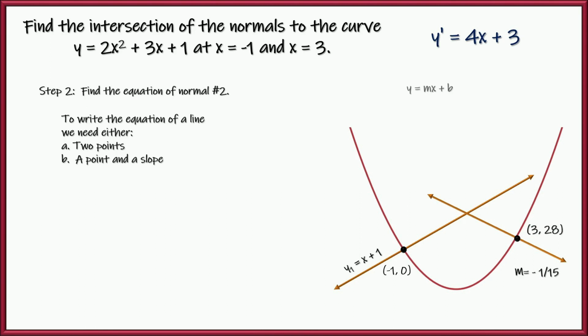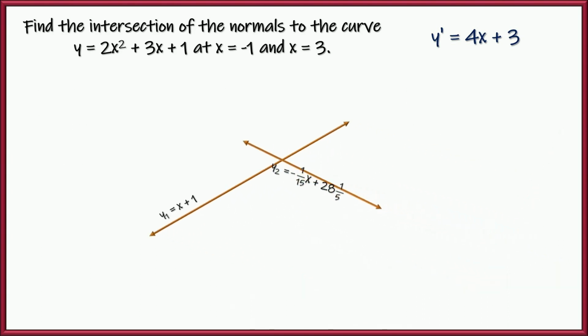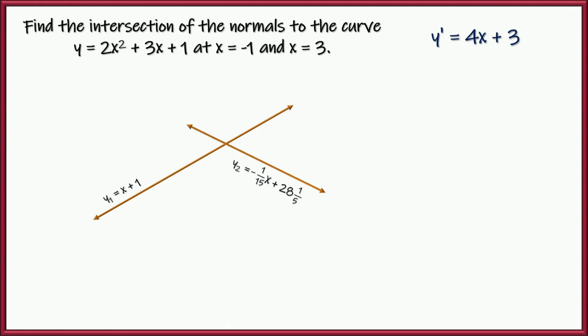So just like before, starting with y equals mx plus b, I've got a little fraction to deal with, but that's not a big deal, right? We're going to figure out that b is equal to 28 1/5. So the equation of the second normal to the curve is y equals -1/15 x plus 28 1/5. So we have to figure out where those two cross. The way to do that, algebraically anyway, is set them equal to each other.